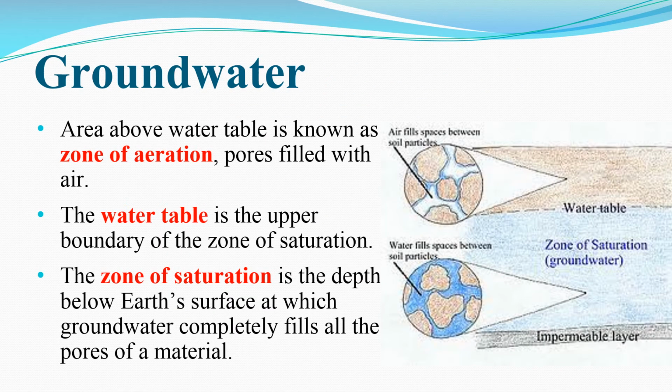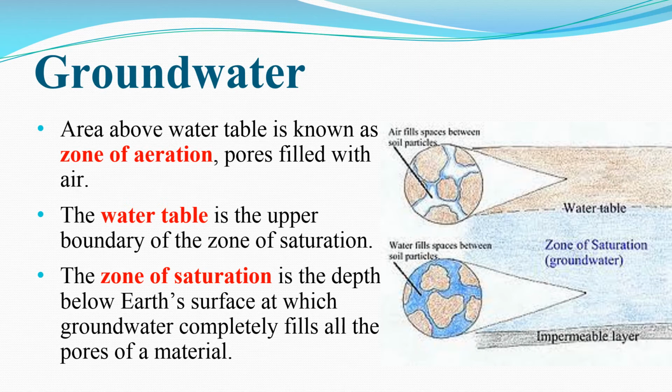All right, so groundwater has different zones. You do need to know the zone of saturation and the zone of unsaturation. Right above the water is the zone of unsaturation. We can also call it the zone of aeration, where the pores are filled with air, as you see in the picture right here. Air fills the spaces between the soil particles.